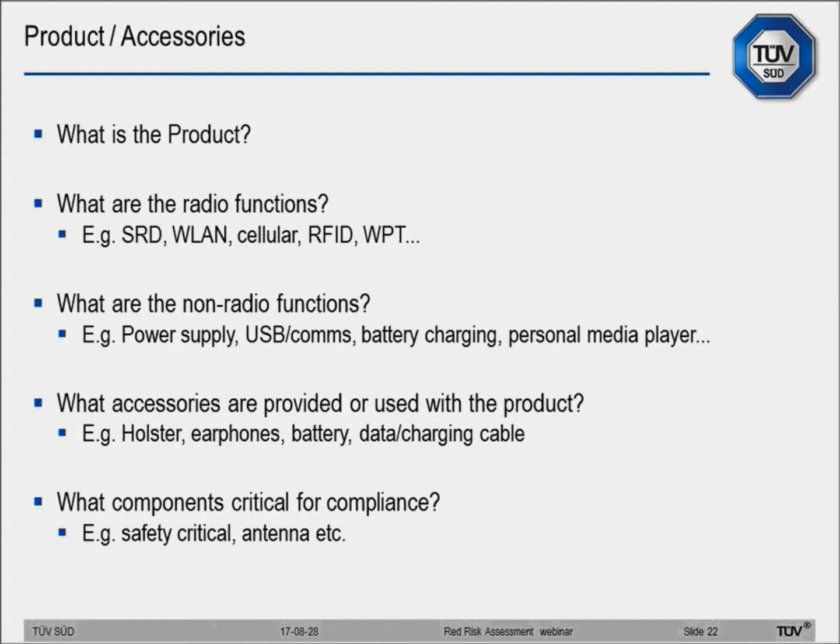Accessories are important as they often affect the physical configuration of the product or provide non-radio functions, such as battery charging or USB connectivity, for example. Critical components for compliance should also be identified, and although this typically relates to product safety, a detachable antenna, for example, is critical both for RF exposure and radio compliance, and so any changes to the antenna part may affect all essential requirements.